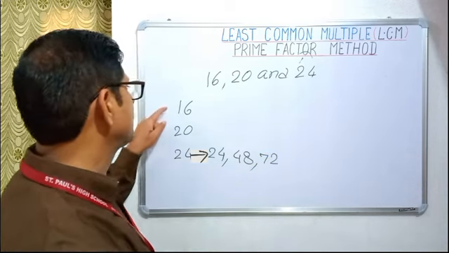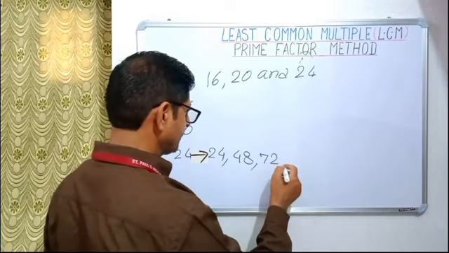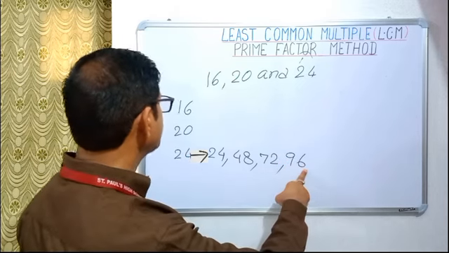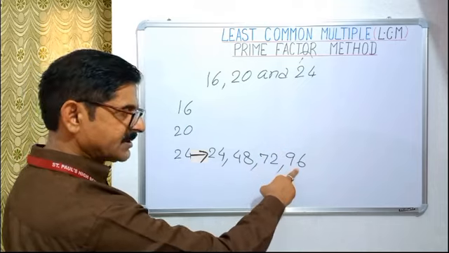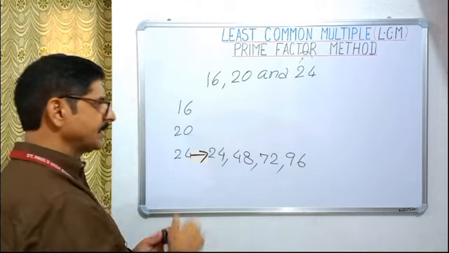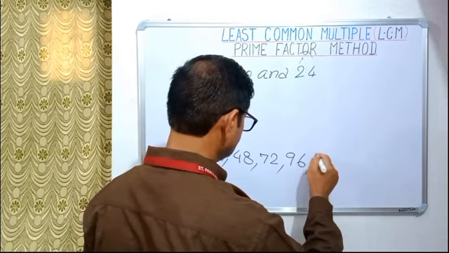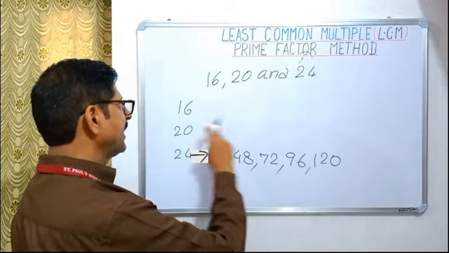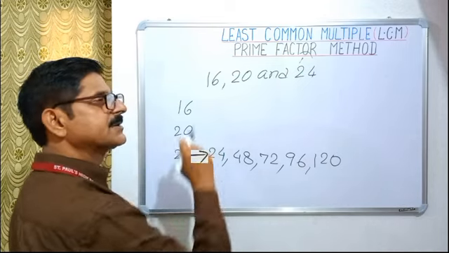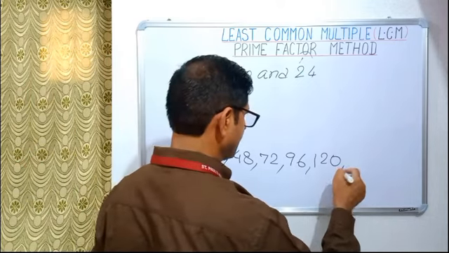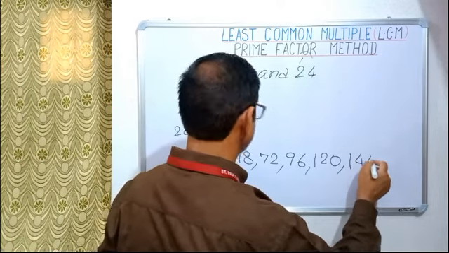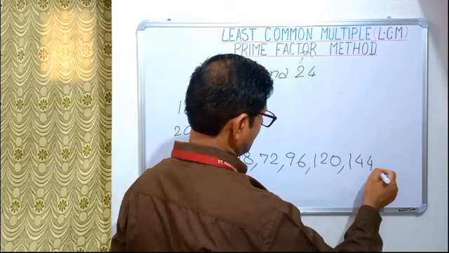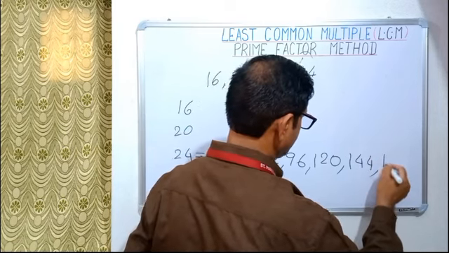72 is not divisible by either of the numbers. Next is 24 fours are 96. This 96 is divisible by 16, 16 sixes are 96, but it is not divisible by 20. Next, 120. 24 fives are 120. It is divisible by 20, but it is not divisible by 16. So we will have to proceed further. 144. 16 nines are 144, but it is not divisible by 20. So even more, you will have to proceed further.